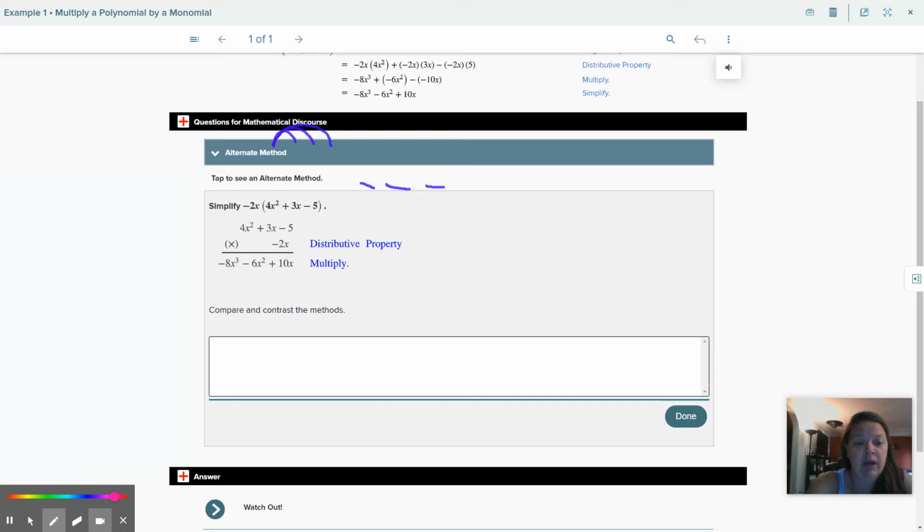In this one, you take the negative 2x and you multiply with the negative 5 to get the positive 10x. Then you take the negative 2x and multiply it with the 3x to get the negative 6x squared. And finally, you take the negative 2x and multiply it with 4x squared to get the negative 8x to the third. In your notes, go ahead and compare and contrast those methods and just pick which one you like best and which one you're going to use.